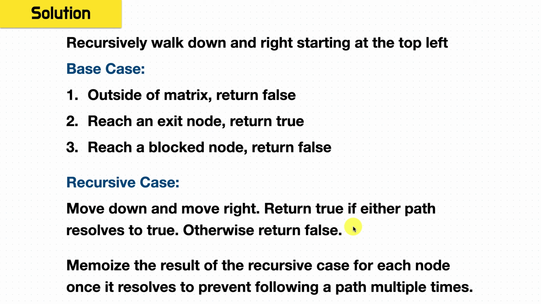For the recursive case, we're going to move down and right, and we're going to return true if either of the paths ever reach the exit or reach a node that has reached the exit and shows true. Otherwise, we return false. So if both right and down return false, then this current node is false. We're going to memoize the results for the recursive case for each node the first time we visit it, and then anytime we try to pass through that node again, we just use the memoized value and return that. This prevents going through the same node more than once.